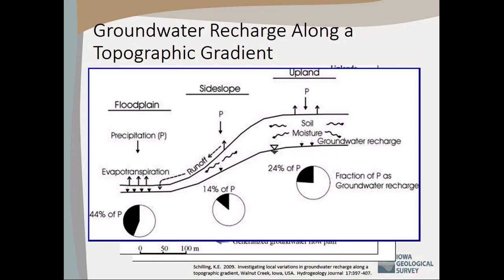In the slope area, only 14% of precip makes it to the water table because a lot of it is running off. And in the floodplain, we get more concentrated recharge occurring, where 44% of precip makes it into there. Mainly because we have contributions of runoff, we have groundwater flow, we have surface and groundwater interaction, plus the rainfall. The water table is much shallower, so there's less captured by soil moisture there.